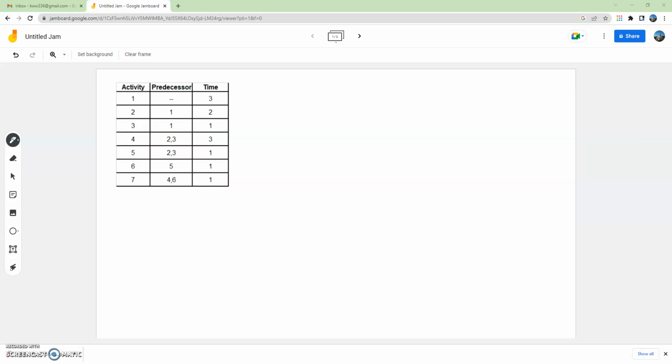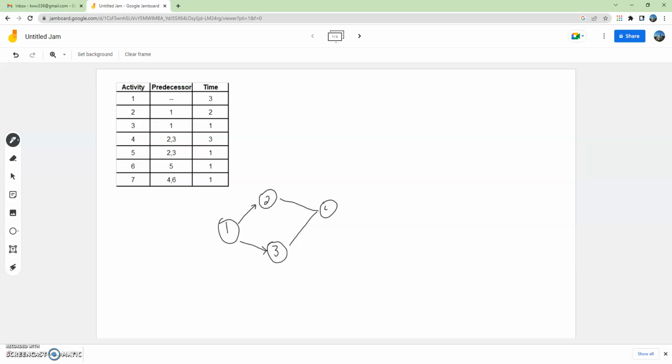Let's see here, we're going to start off Activity 1. Activity 2 has a predecessor of Activity 1, so it has to happen after Activity 1. Activity 3 also follows Activity 1. Activity 4 has both predecessors of Activity 2 and 3. So we're going to kind of draw it like this.